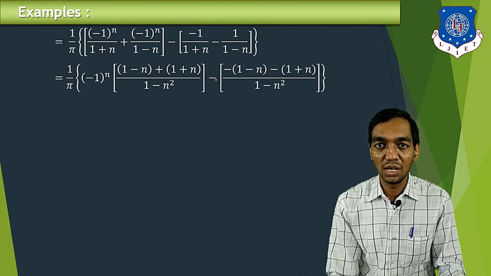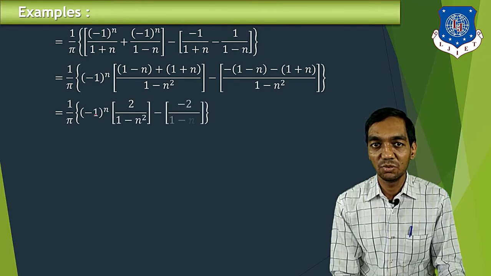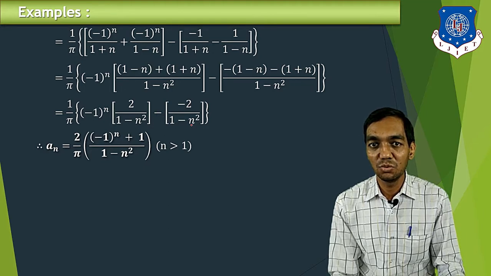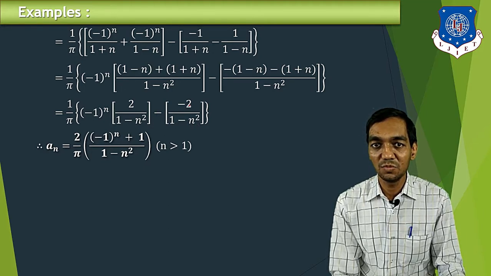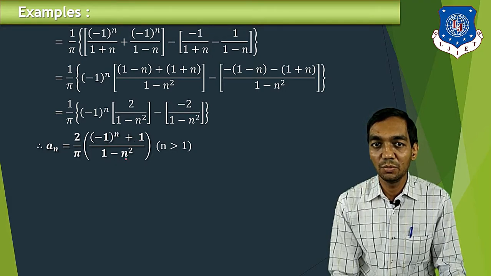Here also take the LCM, so you will have minus into minus of 1 minus n, minus of 1 plus n divided by 1 minus n square. Simplify these terms, that will give you minus 1 raised to n into 2 upon 1 minus n square minus minus 2 upon 1 minus n square. So minus minus plus 2 upon 1 minus n square can be common out. So that will give you 2 upon pi into minus 1 raised to n plus 1 divided by 1 minus n square.